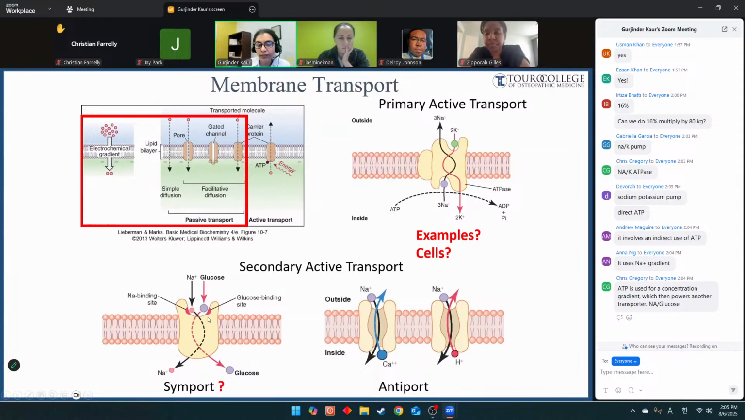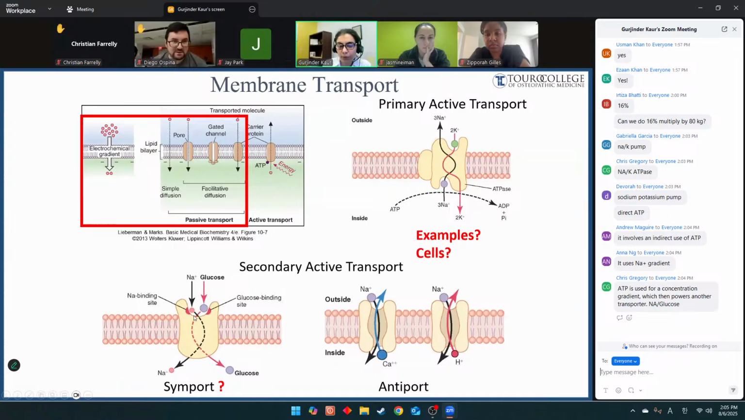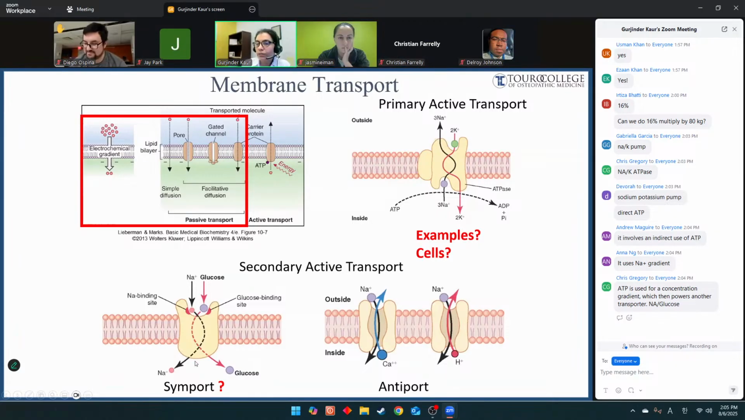This is your SGLT transporter sitting in the membrane, where glucose is riding just with sodium through this transporter, right? But this sodium gradient, which was prepared by primary active transport, is basically helping glucose to go into the cell. Yes, Diego?